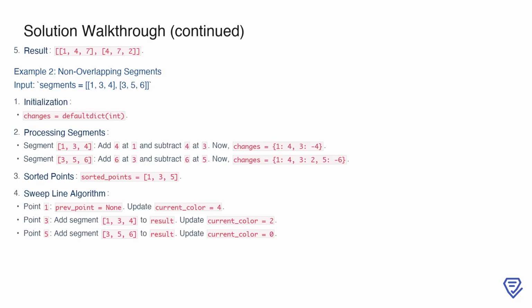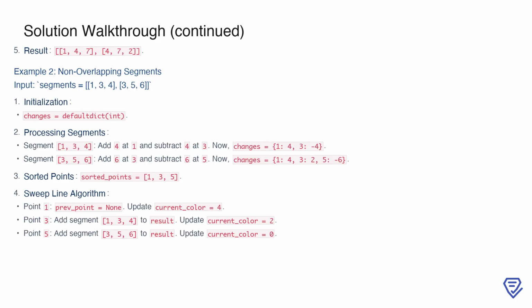Now, let's consider a second example, where the segments do not overlap. The input segments are [1, 3, 4] and [3, 5, 6]. Again, we begin by initializing a changes dictionary. For the first segment, we add 4 at 1 and subtract 4 at 3, resulting in changes equals {1: 4, 3: -4}. For the second segment, we add 6 at 3 and subtract 6 at 5, updating the dictionary to changes equals {1: 4, 3: 2, 5: -6}.